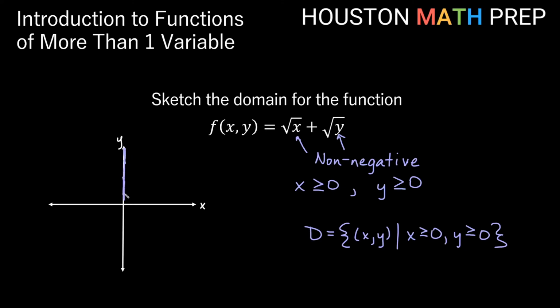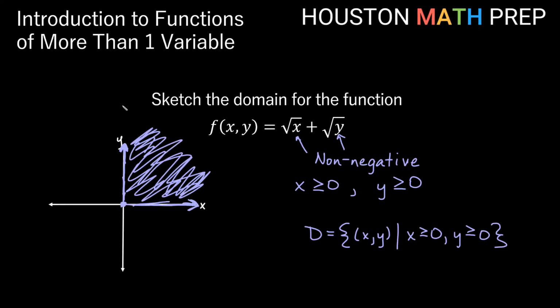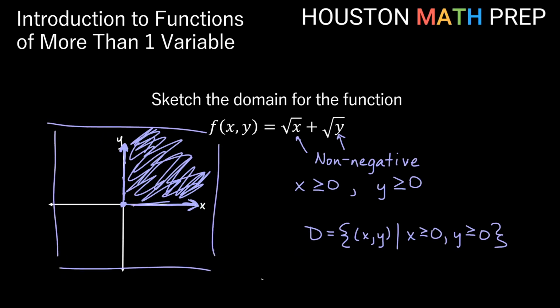So really, as long as we are in quadrant 1, or we are on this positive y-axis, or we're on this positive x-axis, and the origin would count as well, right? Because that would mean x and y are both equal to 0, and that's okay. So as long as we're in quadrant 1, or on an axis that borders quadrant 1, then that is the sketch of our domain in the xy plane.